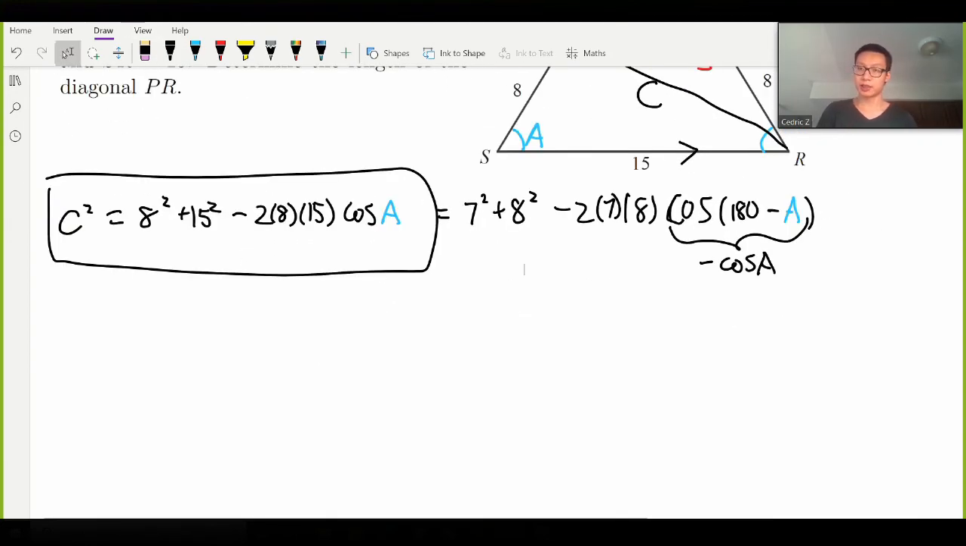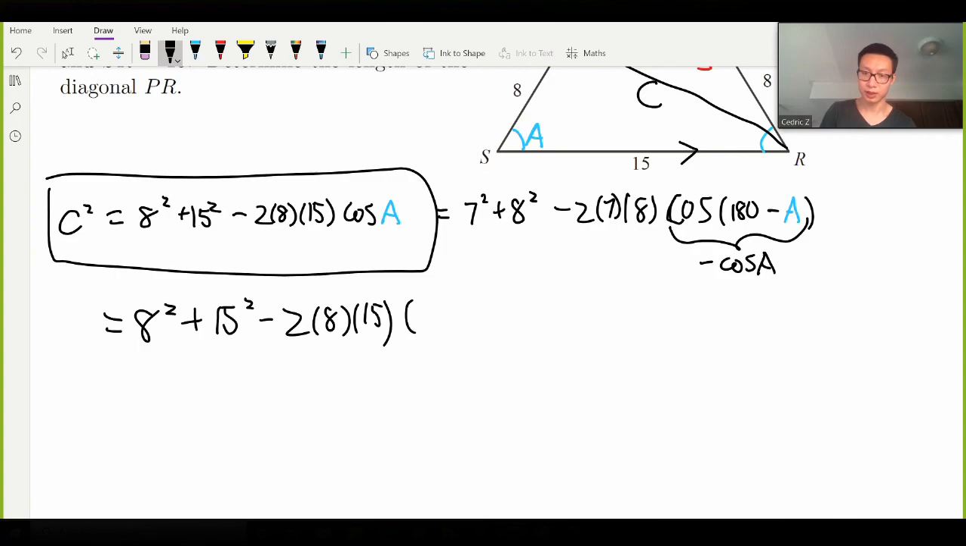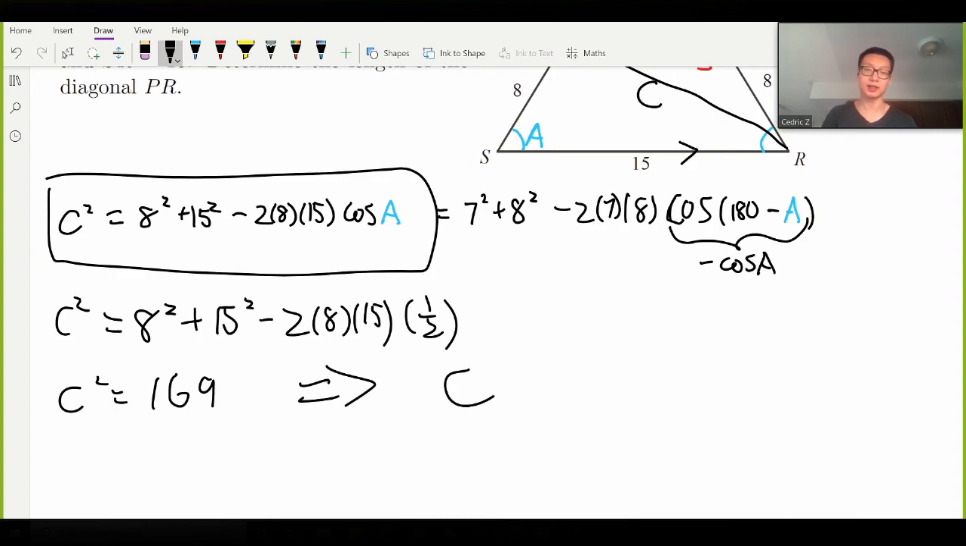So I've cleared the work. Let's plug in 1/2 for cosine A. So 8 squared plus 15 squared minus 2 times 8 times 15 times 1/2. If you do the calculation, remember this is not C, this is C squared. C squared is equal to 169, which means that C, the PR diagonal, must equal 13. And that is the answer.